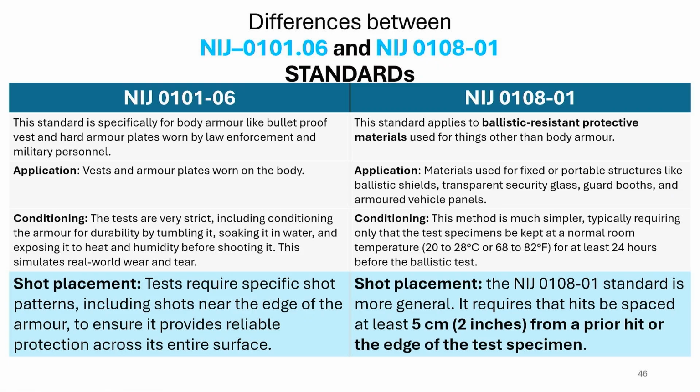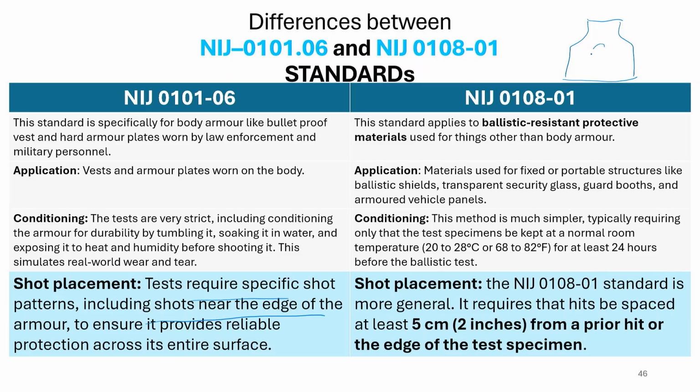And next is the shot placement. So here, the tests as per NIJ 0101.06, which is for body armor, require a specific shot pattern. We will discuss what type of pattern we need, including the shots near the edge. Suppose this is the body armor shape.